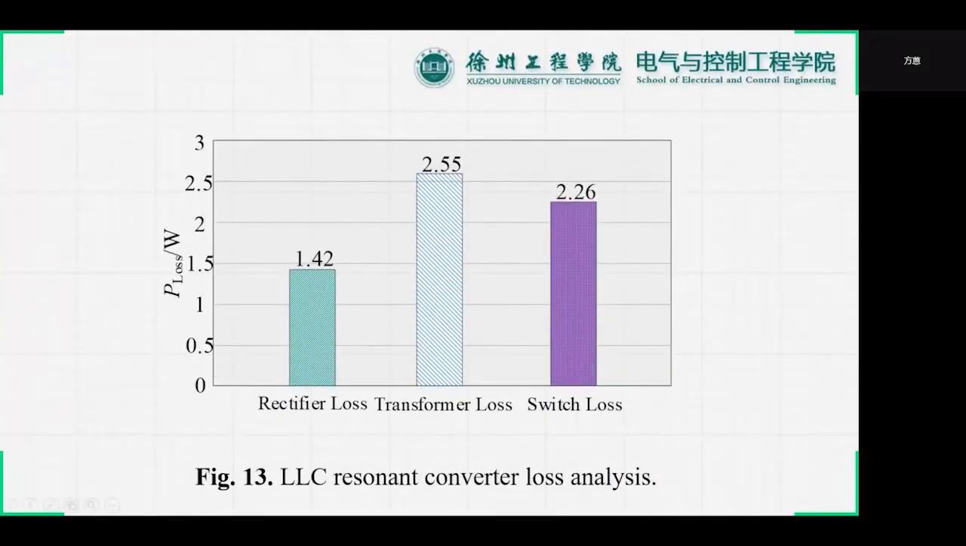In the LLC resonant converter based on the Cascode gallium nitride HEMT, the device loss does not account for most of the converter loss, and the high-frequency transformer loss becomes the most significant part of the system under full load. Therefore, to further improve the converter's efficiency, it's necessary to use a planar high-frequency transformer to reduce the transformer loss further.